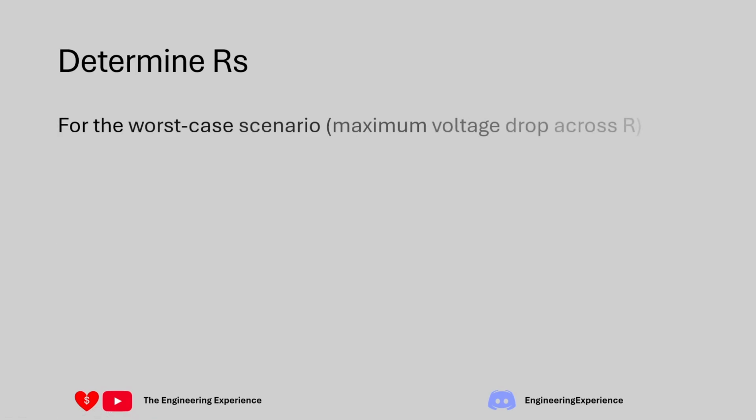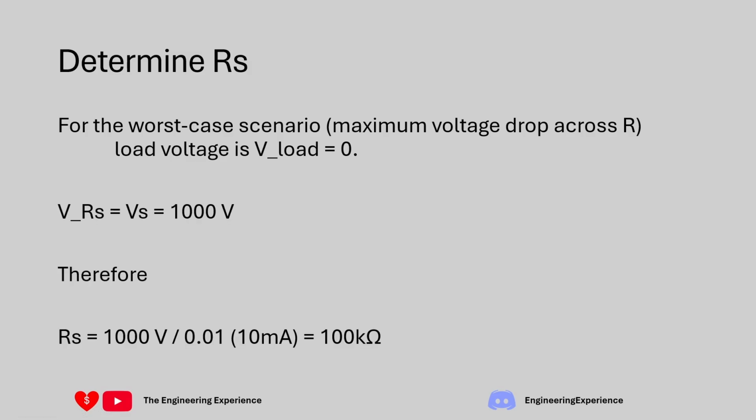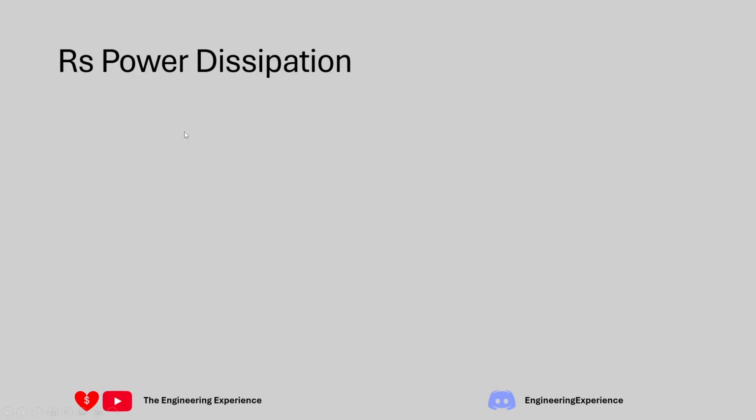Next, we can determine RS. For the worst case scenario, the maximum voltage drop across R occurs when the load voltage is at 0. So basically all the power supply, the 1000 volts, is dissipated across the resistor. That gives us a resistor value of 100 kilo ohms. And obviously we know the current going through it is going to be 10 milliamps. Now that we know the resistance value and we know the current value, we can also calculate the power dissipation across the series resistor as well.